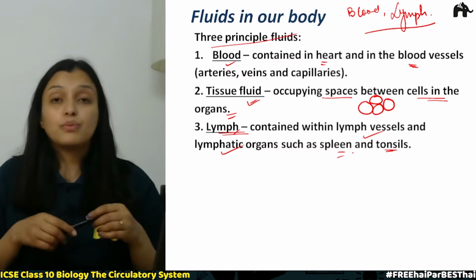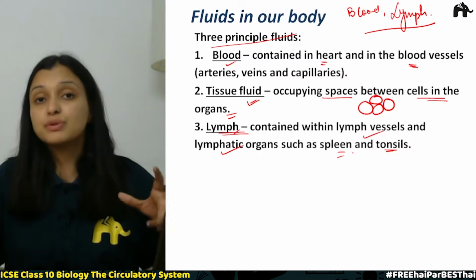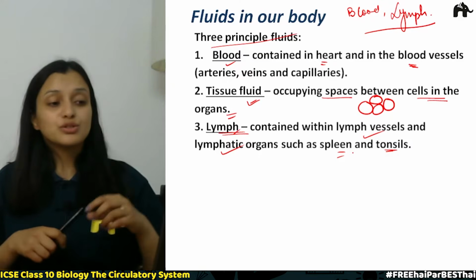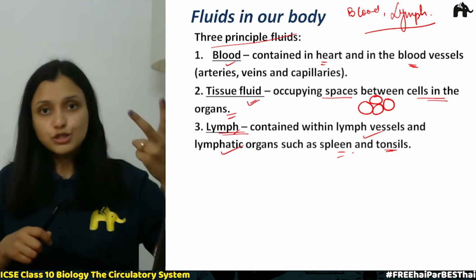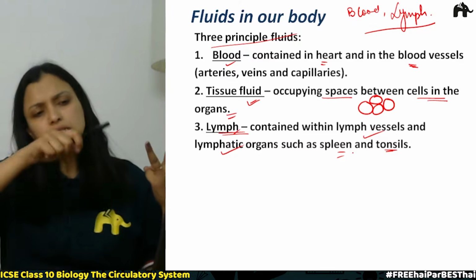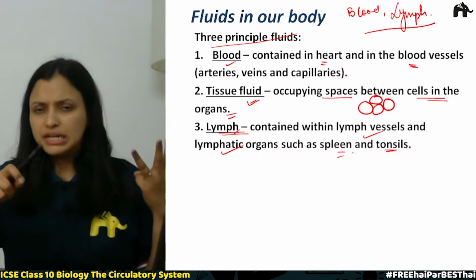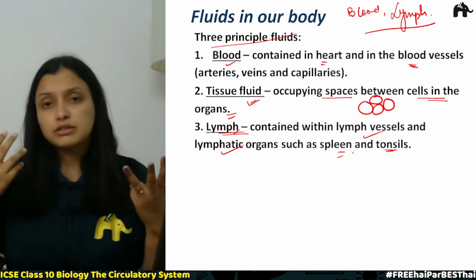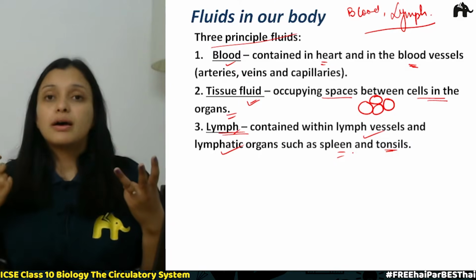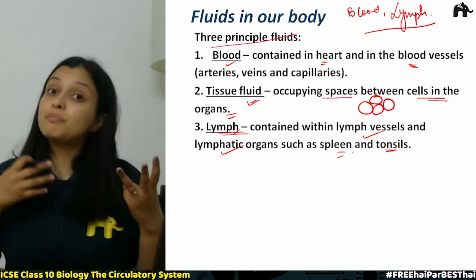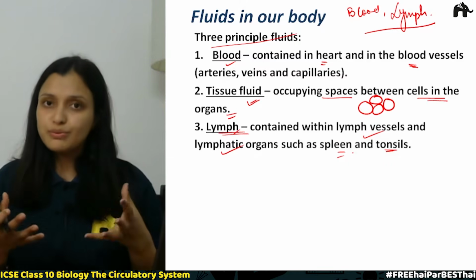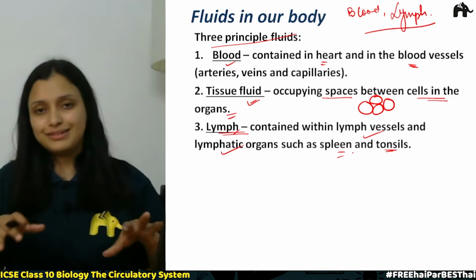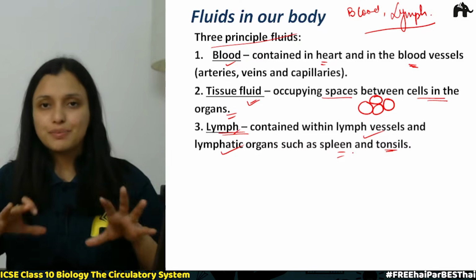So what are the three major principal fluids in our body? They are blood, tissue fluid, and the lymph. So we'll talk about all of them separately. They not only transport the nutrients inside our body, but they have many other functions to perform, which we will discuss in our coming sessions, right, in our coming slides.